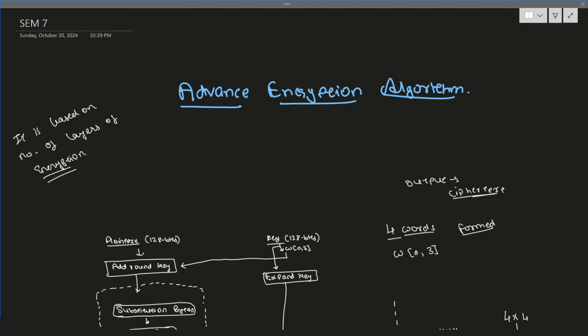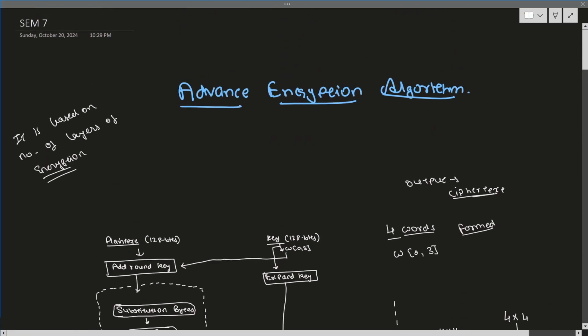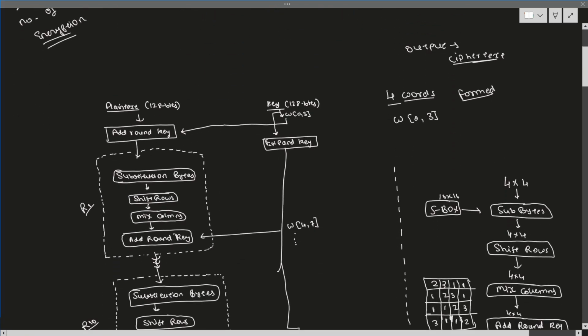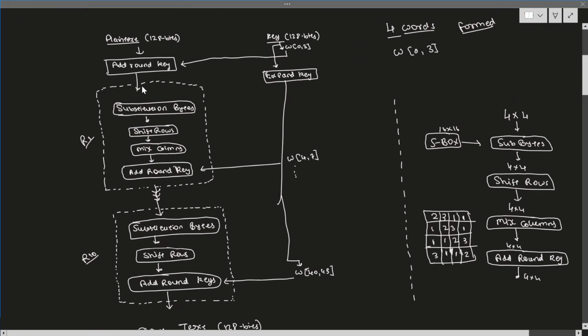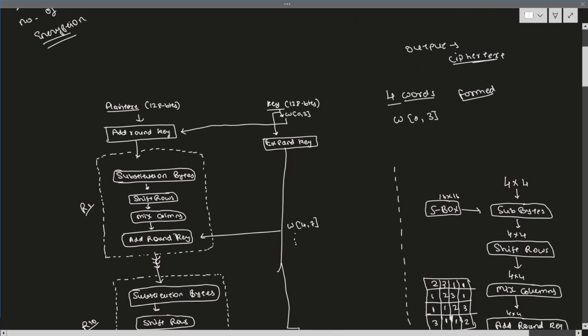Okay, so today we will be looking at the Advanced Encryption Standard algorithm. This algorithm is used in ciphertext and plain text conversion. So the advanced encryption algorithm has the following flow diagram, right? First the plain text will come, which is going to be 128 bits, alright.